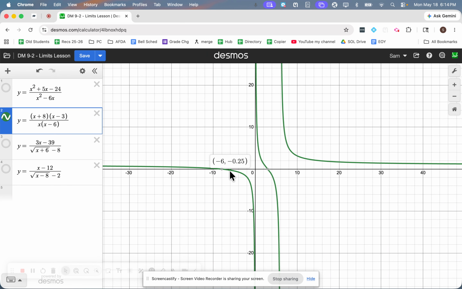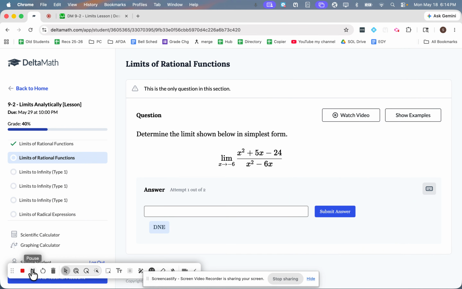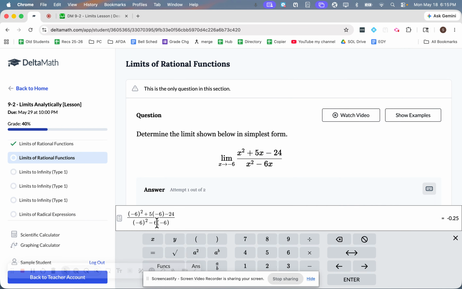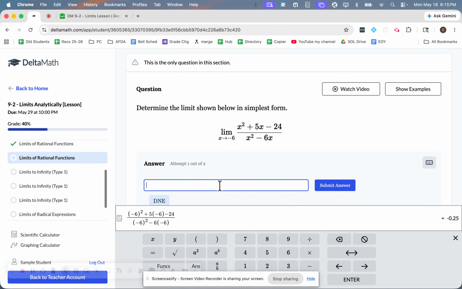Okay, but you won't have Desmos when you do the test, so you have to calculate it by hand, which is simply just plugging it in. And I just did it right here to save time, and it's exactly what we saw in Desmos. It's negative 1/4, or negative 0.25.